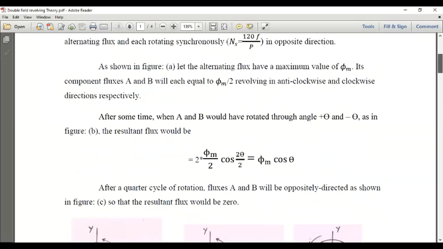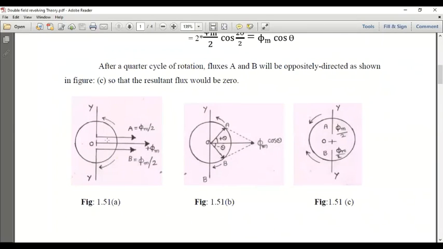Which is shown here. Now coming to figure A, the same which I drew. A is phi m by 2, B is phi m by 2. A is rotating in anti-clockwise direction, B is rotating in clockwise direction. The resultant flux would be phi m. Similarly, if A is rotating at any angle, positive theta, and B at angle minus theta, the resultant flux would be phi m cos theta. If you see figure B, the resultant flux would be by the use of parallelogram law.